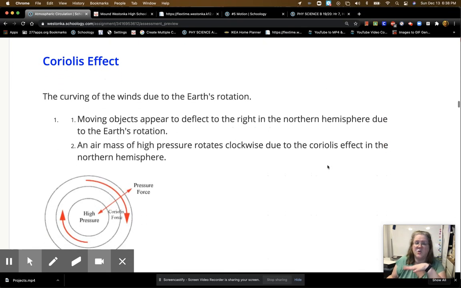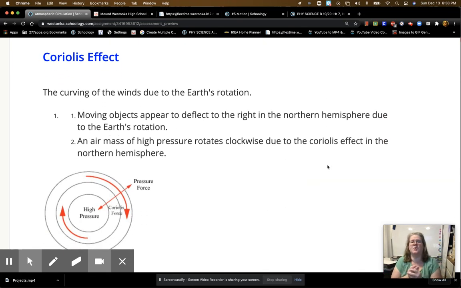So that's the Coriolis effect. It's that rotation. The curving of the winds due to the Earth's rotation is the definition of the Coriolis effect. That also affects, and this is kind of a precursor for storms, our high pressure and low pressure systems. And there's a reason why they start to rotate in a specific direction. We talked about in our last unit that high pressure cells have higher pressure towards the center, and low pressure cells have lower pressure towards the center.